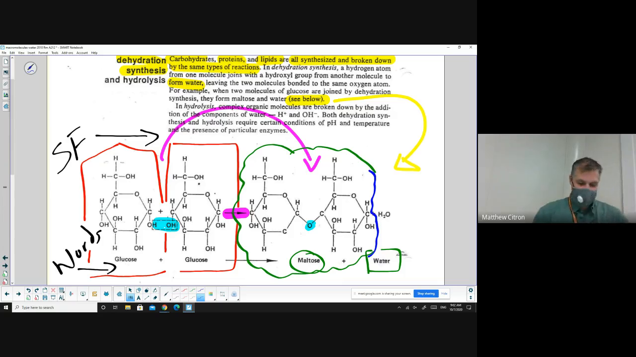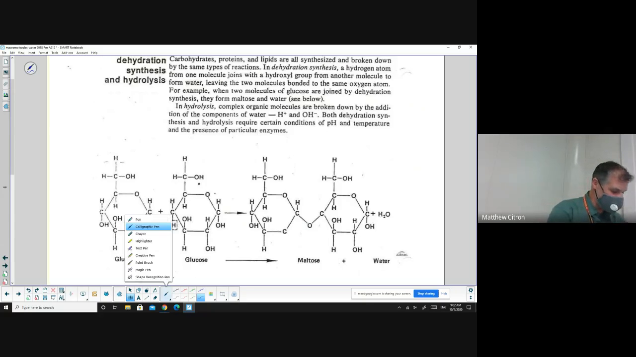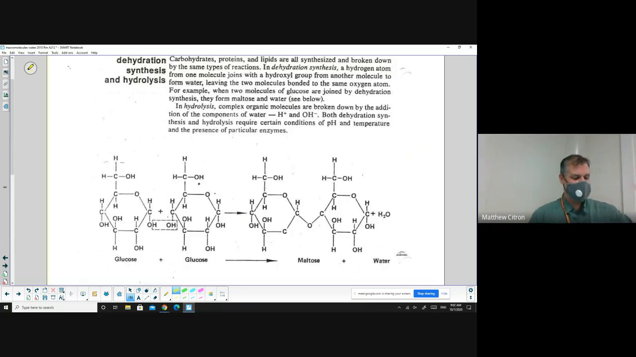So if we go back now, and I'm going to erase everything that I've just highlighted on here because it's pretty goopy. In hydrolysis, the complex organic molecules are broken down by the addition of the components of water, HOH. Both dehydration synthesis and hydrolysis require certain conditions of pH, temperature, and the presence of enzymes. So hydrolysis is breaking, molecules are broken down by water.